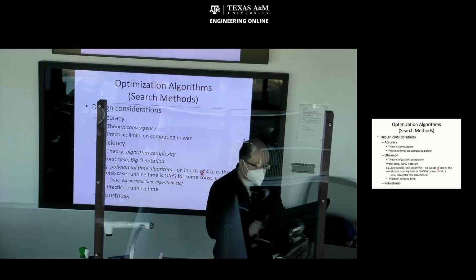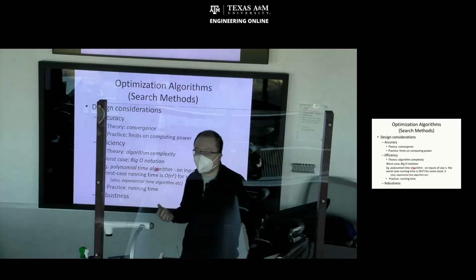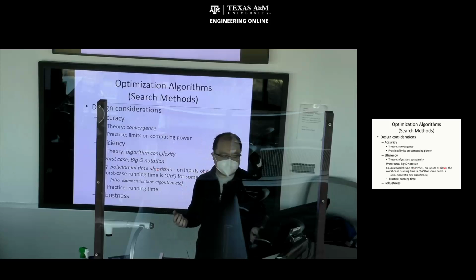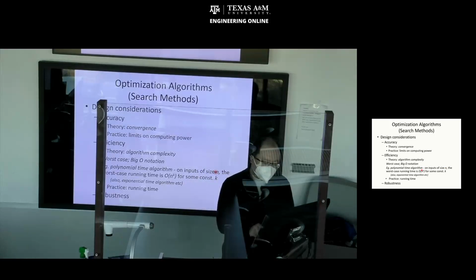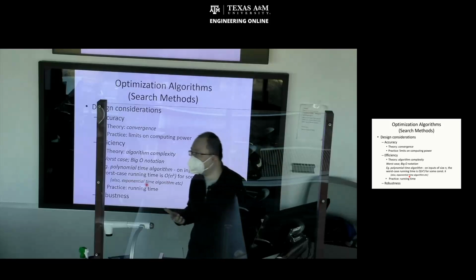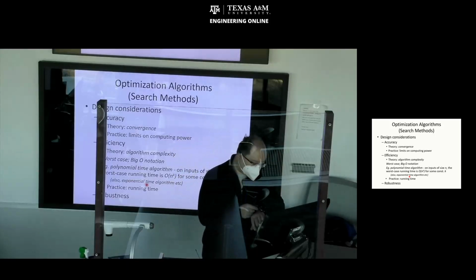Compared to an exponential time algorithm, the polynomial time algorithm is much more favorable when your input size is large, right? But of course, if your problem is very small, you could have some exponential time algorithm beating some polynomial time algorithm, okay? But if n goes to very large numbers, then quickly exponential time algorithms are not favorable anymore, right?